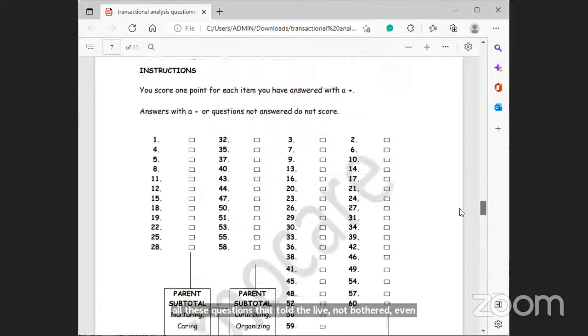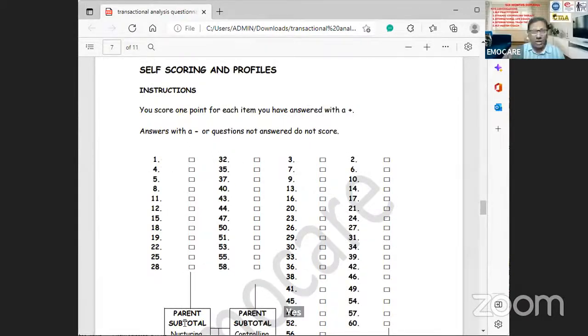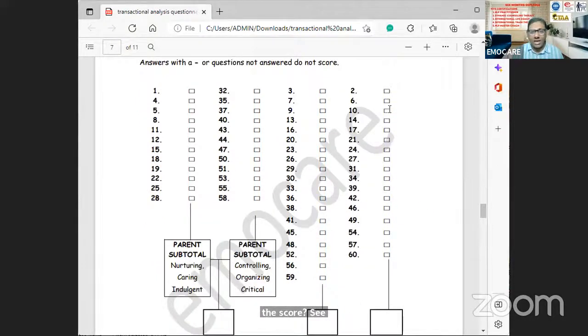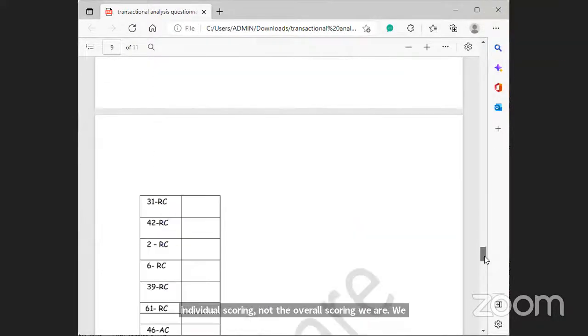Against these aspects, what is the score? See, the simple aspect is, suppose here you have in the middle one, we are writing, suppose if you are getting 6 here, that means your adult score is 6. So we are concerned about this individual scoring, not the overall scoring. Overall scoring, we are not bothered. We are bothered about the individual scoring.